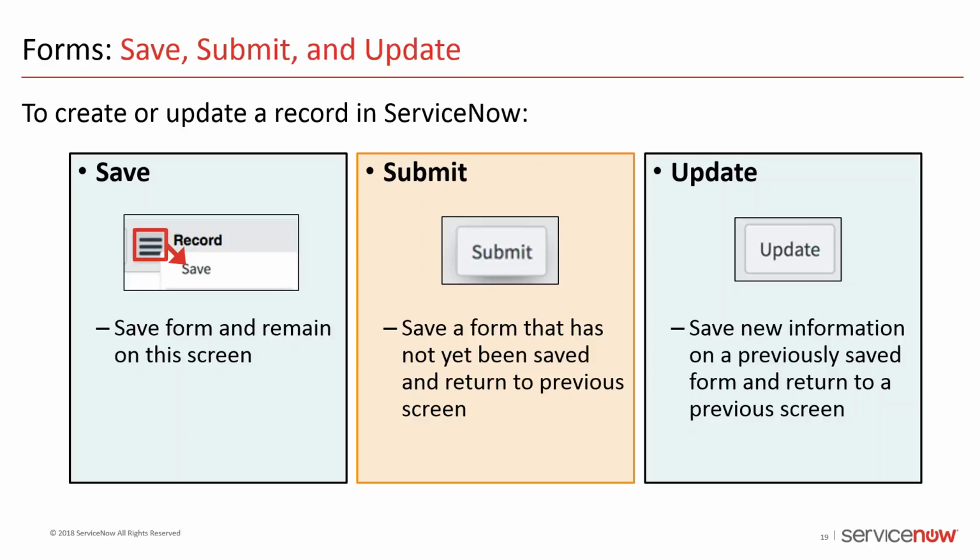Submit is used to save data for the first time on the form and return to the previous screen. This is useful if you're either temporarily or permanently finished working on this record. The Submit button becomes Update after the first save. The Update button also saves the data on the form and returns you to the previous screen.